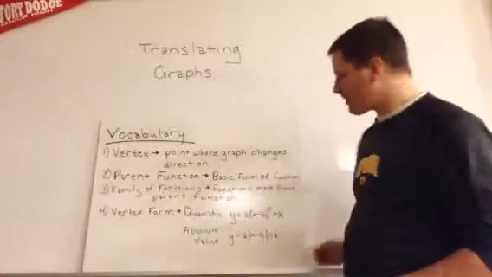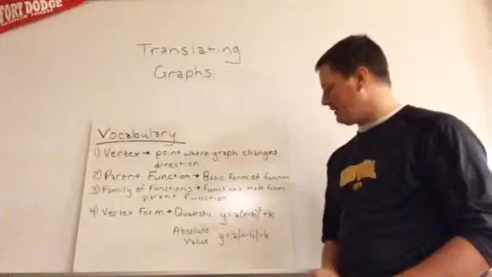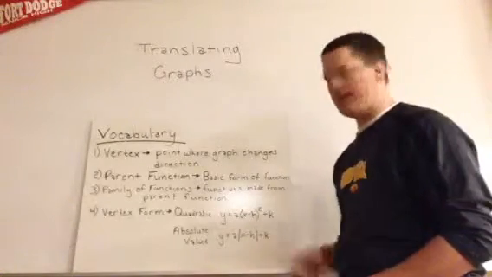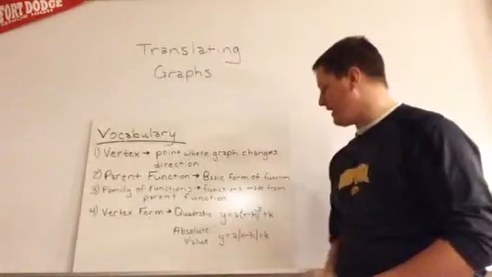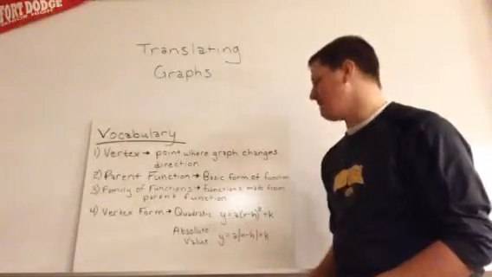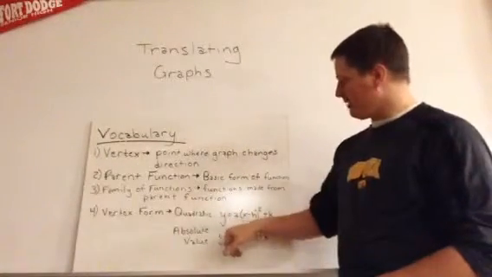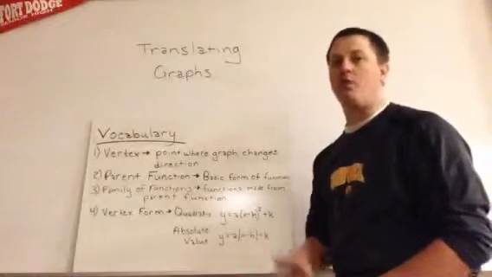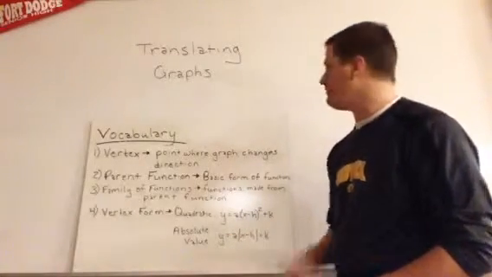Vertex form, we have two vertex forms: quadratic, y equals a times x minus h squared plus k, and absolute value, y equals a times the absolute value of x minus h, plus k. These are both going to be working with a values of 1 right now because our focus is on the translation of these graphs.